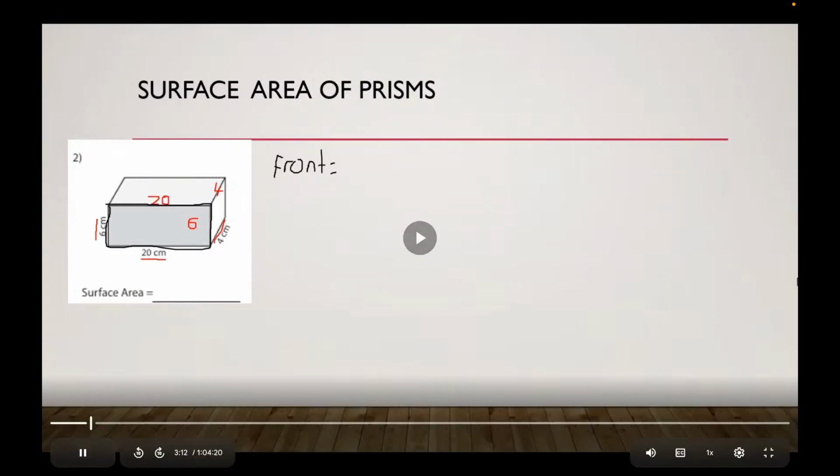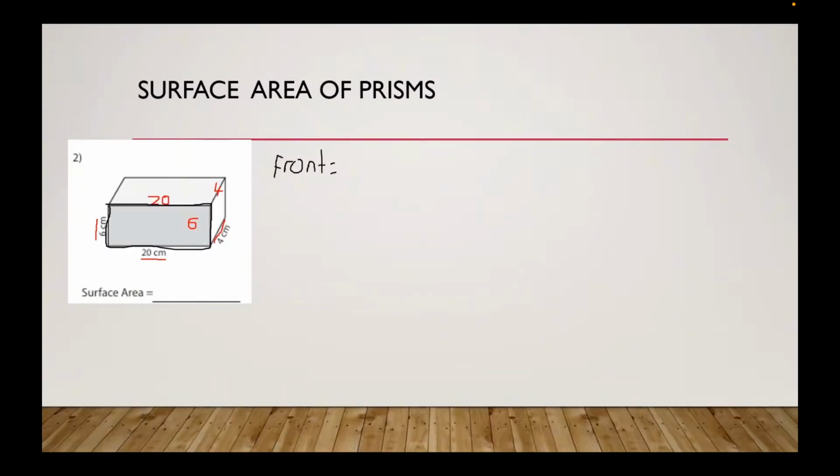It's base times height. Our base is 20 and our height is 6. So the area of the front is 20 times 6, which equals 120. I'm going to put this in brackets just to show what we are doing.